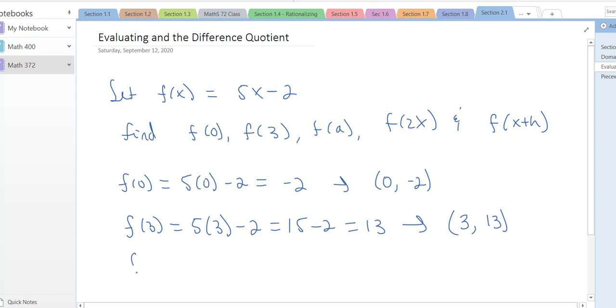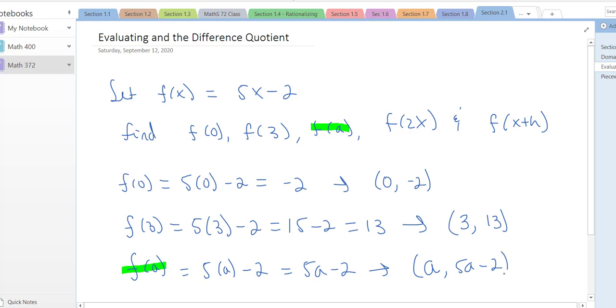So what about f of a? So here, we're asking to find f of a. So how do I find that? Well, every time, whatever number replaces x is what we substitute in for x. So in this case, a is replacing x. So I'm going to have 5 times a minus 2. And since we don't know what a is, my expression is just going to be 5a minus 2. And there's not much I can do. So the coordinate point will be x is a and y is 5a minus 2.